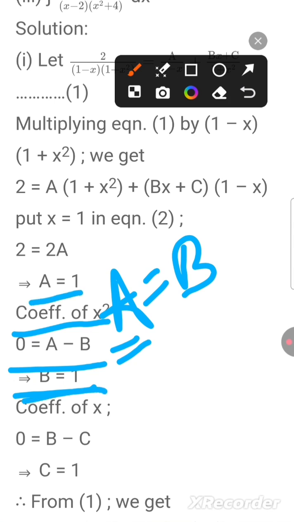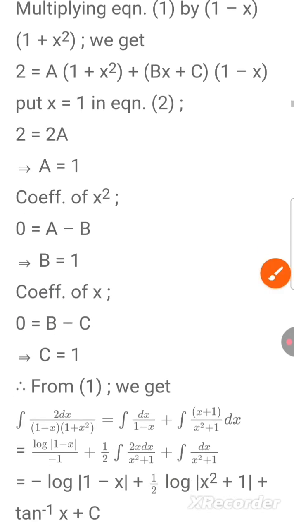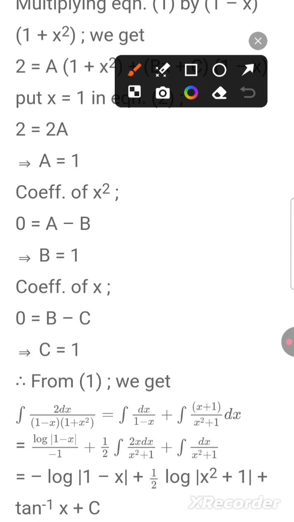Now equating the coefficient of x, the expression which I had written, the coefficient of x on the right hand side is coming to b minus c, but the left hand side does not contain any x term, so it is 0. So b minus c is equal to 0, again c is equal to b, that is equal to 1. So we have got the values of a, b, c. Go back to the integration. Let's see what we get.